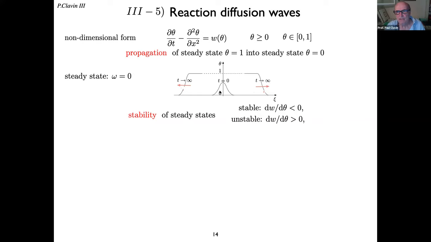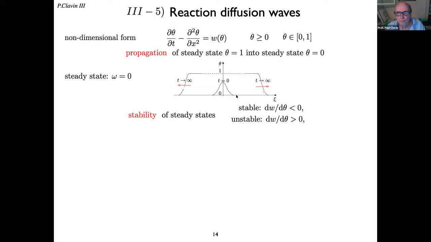So you have two steady states, one theta equal one, and the other theta equal zero. Theta equal one is a steady state at equilibrium, and theta equal zero is a steady state that is unstable. A state is unstable when the derivative of the reaction rate with respect to theta is positive, and a stable state is considered when the derivative of the reaction rate is negative.